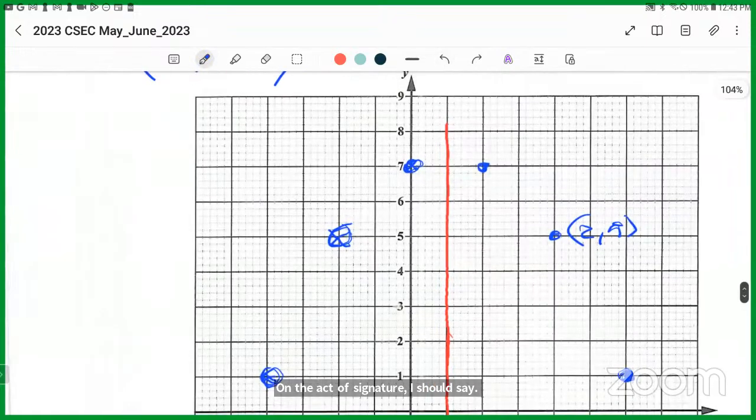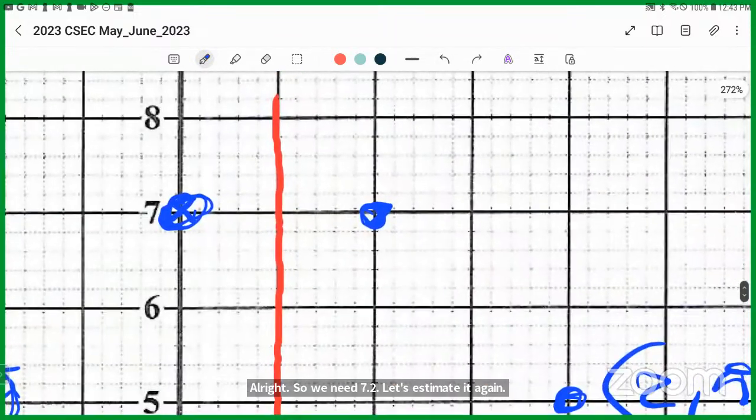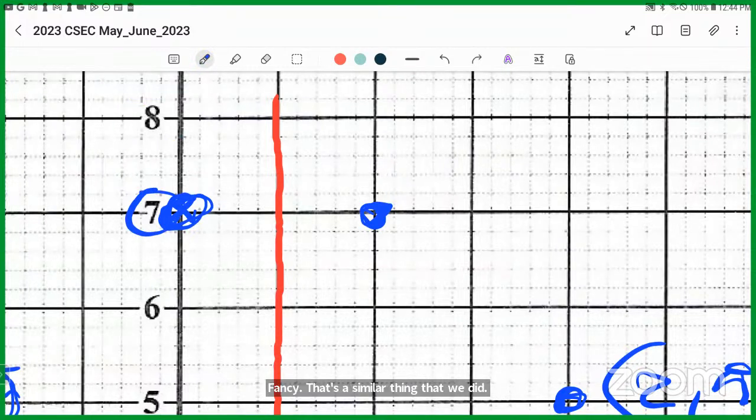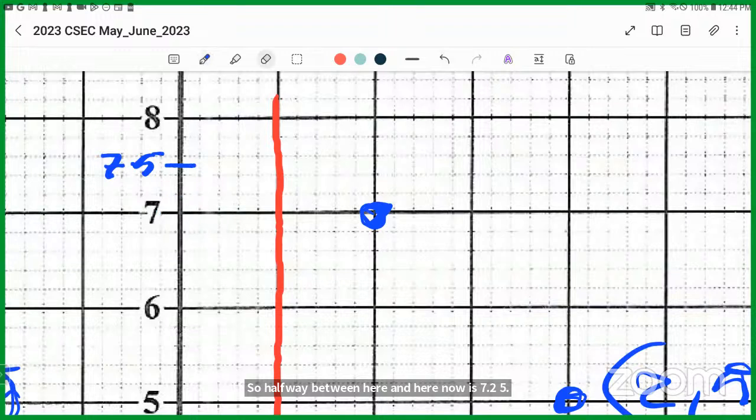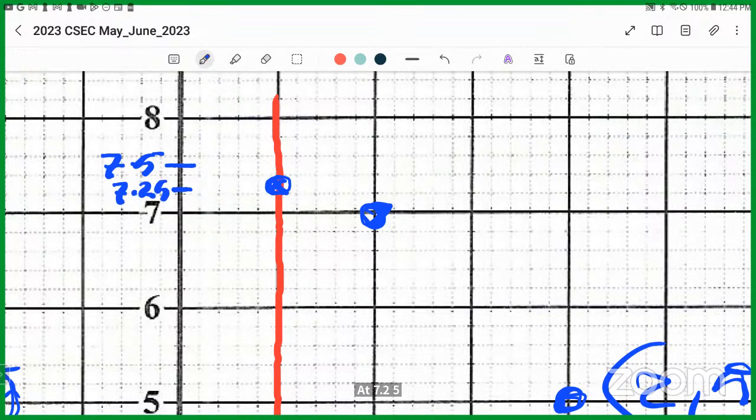Let's estimate it again. You see, that's a similar thing that we did. So this is 7, and this is 8. So right about here will be 7.5, halfway. So halfway between here and here is 7.25. So we're talking about maybe around here. Let me take this off so it becomes a little clearer. So halfway between here and here, about here. So when I put it on the axis right here, that's our vertex point, at 7.25.